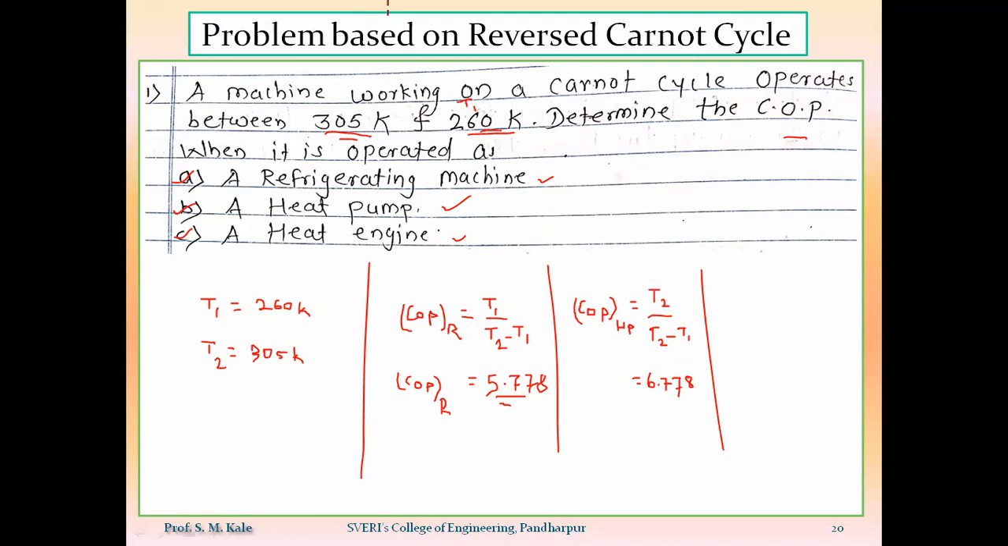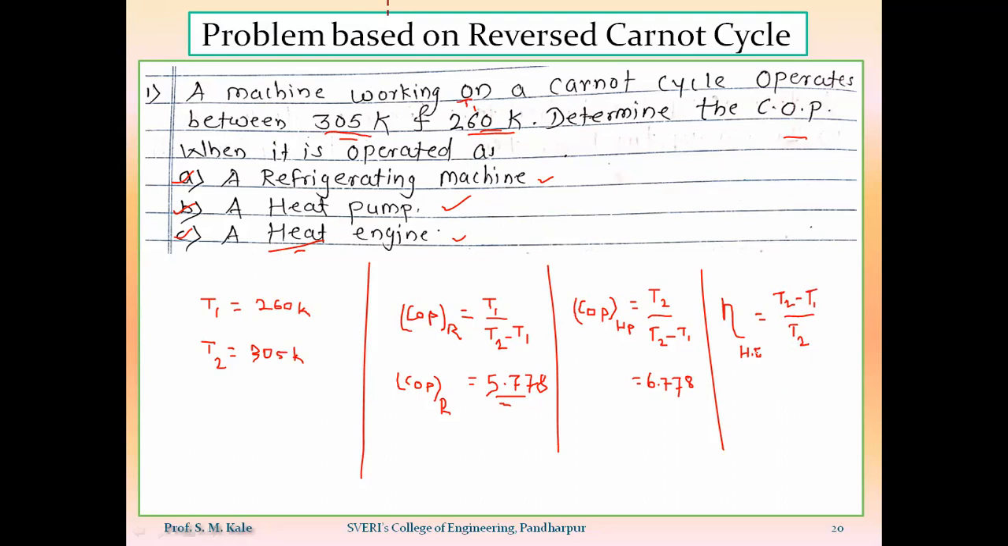Now here, though they have mentioned to determine the COP, for heat engine the performance is measured with the help of efficiency. That's why here, instead of COP, we have to use the word efficiency of heat engine. So what is the formula for efficiency of heat engine? T2 minus T1 divided by T2. This is the formula to calculate the efficiency of heat engine.